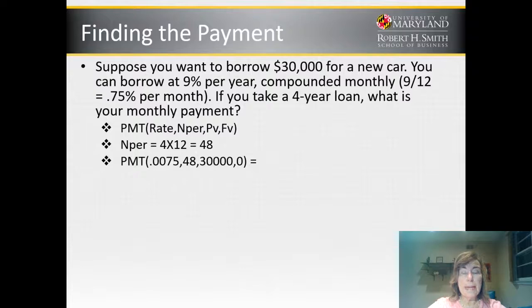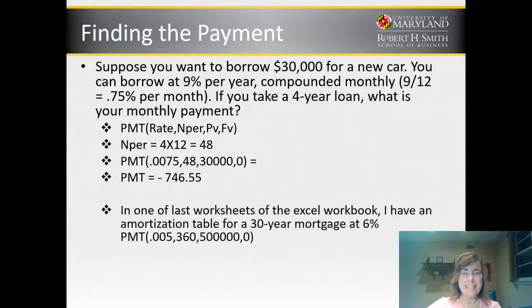But watch what I get for my payment. I get a negative number. And that kind of makes sense. We're going to be making these monthly payments every month, whereas we're getting today a car that's worth $30,000 till we take it off the lot.